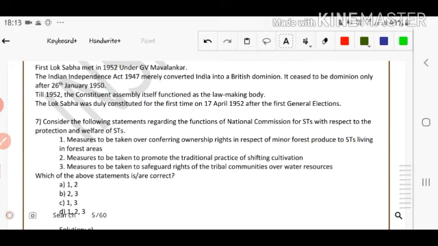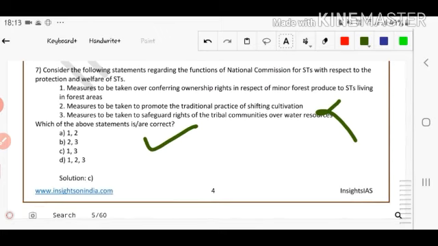Yes, third is right. Second is completely wrong. Second, if you can cut, the answer is first and third. So C is the answer. Measure to be taken in conferring the right of the ownership.